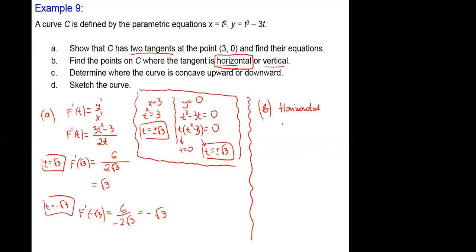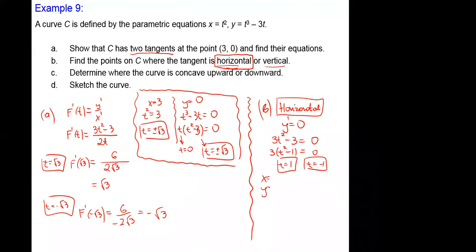For a horizontal tangent, y prime must be 0. And y prime is simply 3t squared minus 3. I can factor out 3, and I have the parameter 1 and negative 1. If parameter t is 1 or negative 1, then it's a horizontal tangent. Can you tell me what's the value for x and y if the parameter t is 1?